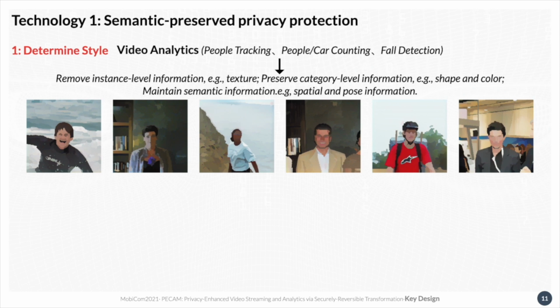Therefore, we design a specific privacy protection style and perform video privacy protection by transforming the video into this style. In the end, we chose a kind of cartoon-like non-photorealistic rendering, which can remove instance-level details such as texture and preserve the category-level information of objects, such as shape and color. At the same time, this style can maintain the video's semantic information, such as the spatial and pose information.